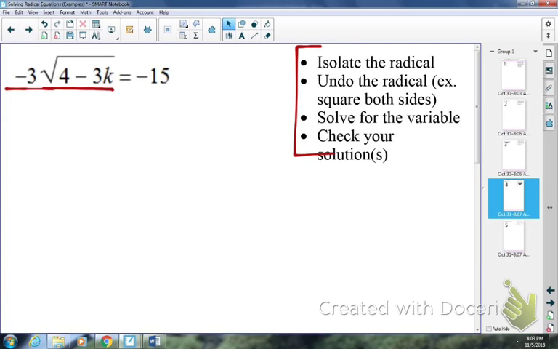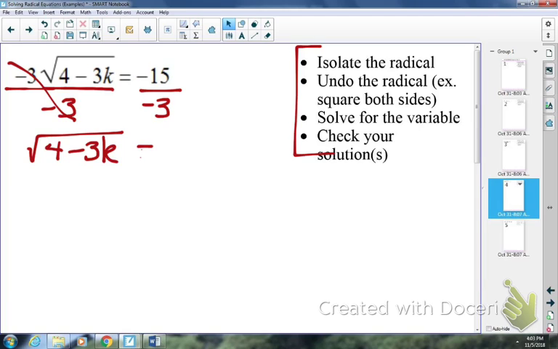So again, to get rid of the negative 3, the inverse of multiplication is division. So we are going to divide both sides by negative 3. So we're left on the left with the square root of 4 minus 3k equals positive 5. 15 divided by negative 3 is 5. So we took care of step number 1. We isolated the radical.